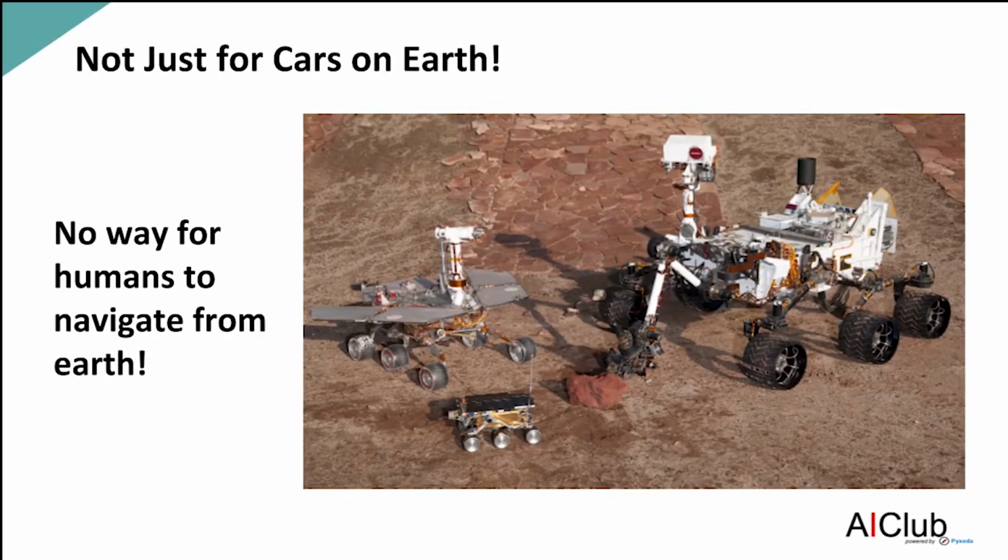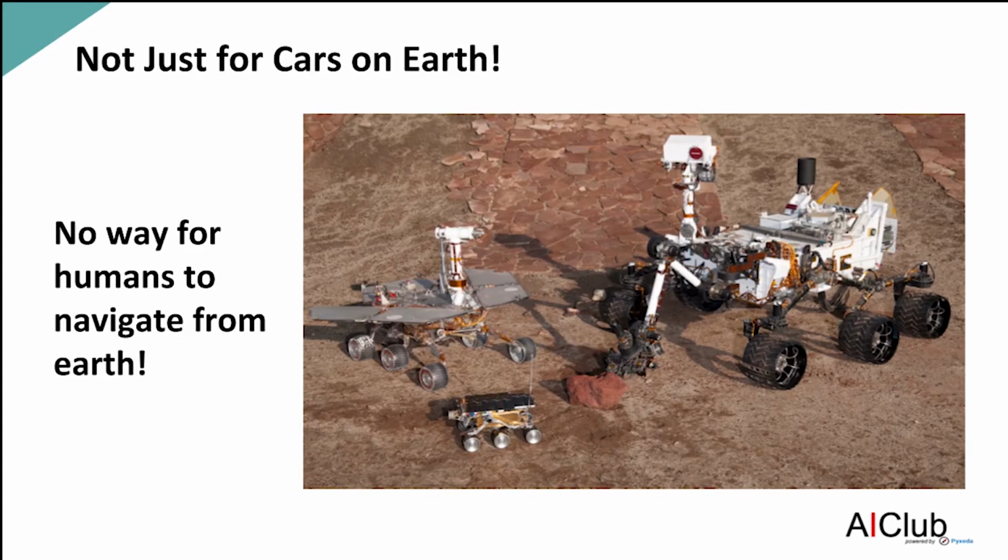Another cool thing to think about is that self-driving vehicles are not just for cars on Earth. For example, when you send a vehicle to another planet like Mars, and it's so far away that humans on Earth cannot keep telling the vehicle exactly what to do, a self-driving feature becomes very important. Another example is a battlefield where you don't really want humans to go and be unsafe. There are many uses of these self-driving car technologies.